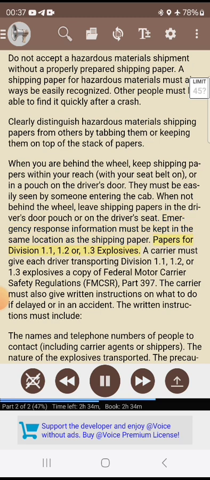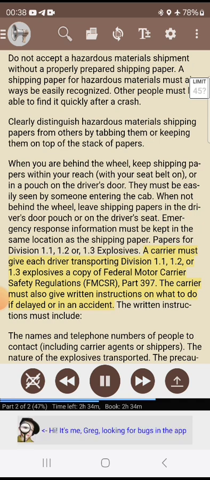Papers for Division 1.1, 1.2 or 1.3 explosives. A carrier must give each driver transporting Division 1.1, 1.2, or 1.3 explosives a copy of Federal Motor Carrier Safety Regulations, FMCSR, Part 397. The carrier must also give written instructions on what to do if delayed or in an accident.